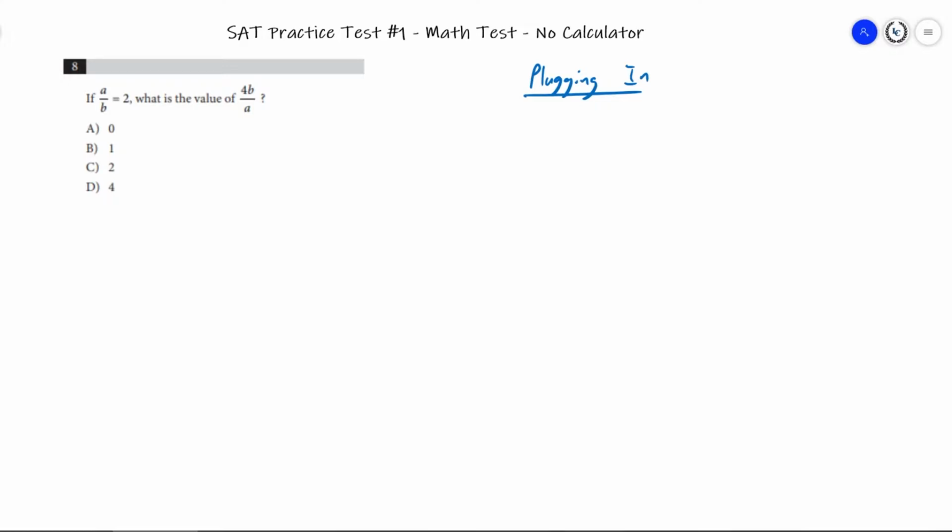Now, with that in mind, you might be like, okay, so a divided by b is 2. So let's just figure out 2 numbers that divide to equal 2. So a lot of people choose a to be 4 and b to be 2, which is totally fine.